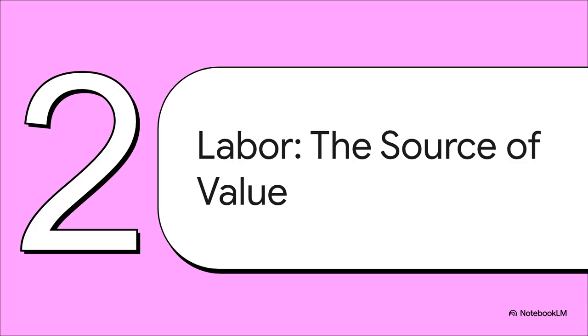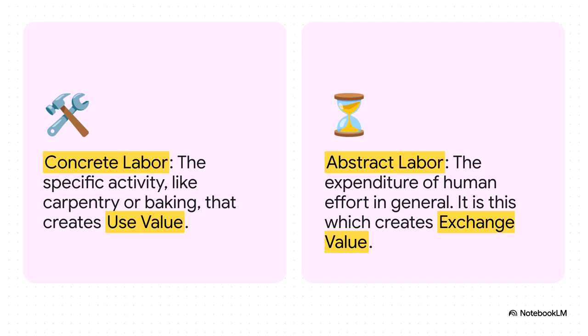Because it turns out labor itself has a dual nature, just like the commodities it creates. It also has two faces. So first you have concrete labor. That's the specific skill, the carpentry that makes a chair or the baking that makes bread. That's what creates the use value. But then there's abstract labor. This is just human effort in general, the expenditure of time, muscle, and brain power, and that's what creates exchange value. It's the thing that lets us compare the very different work of a carpenter and a baker.